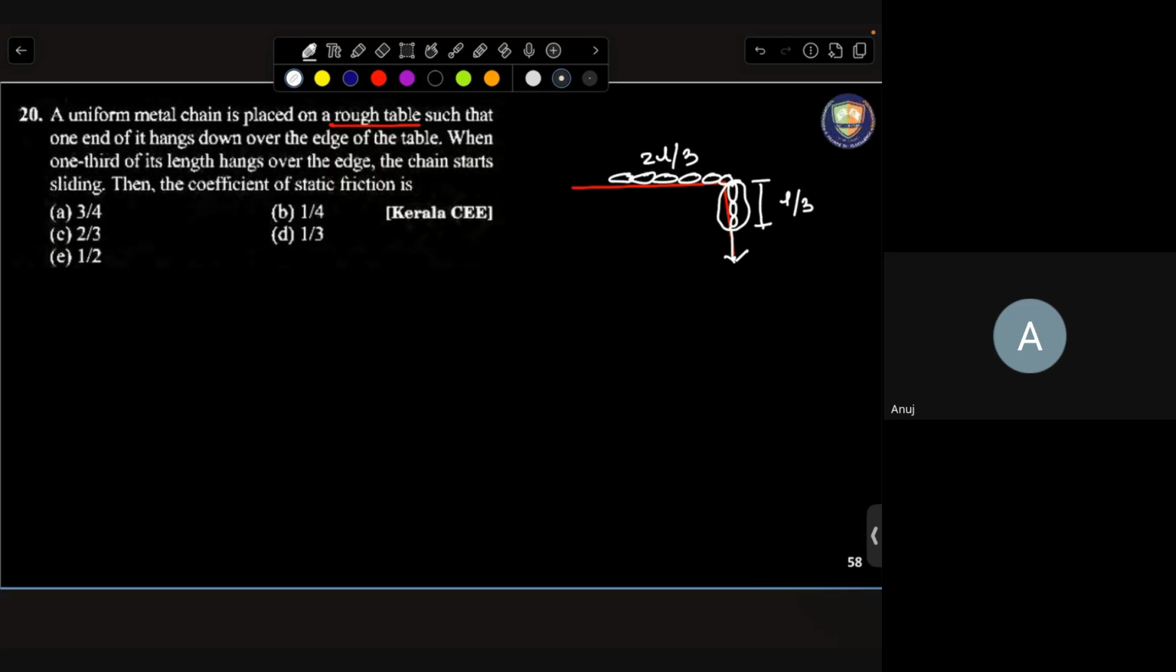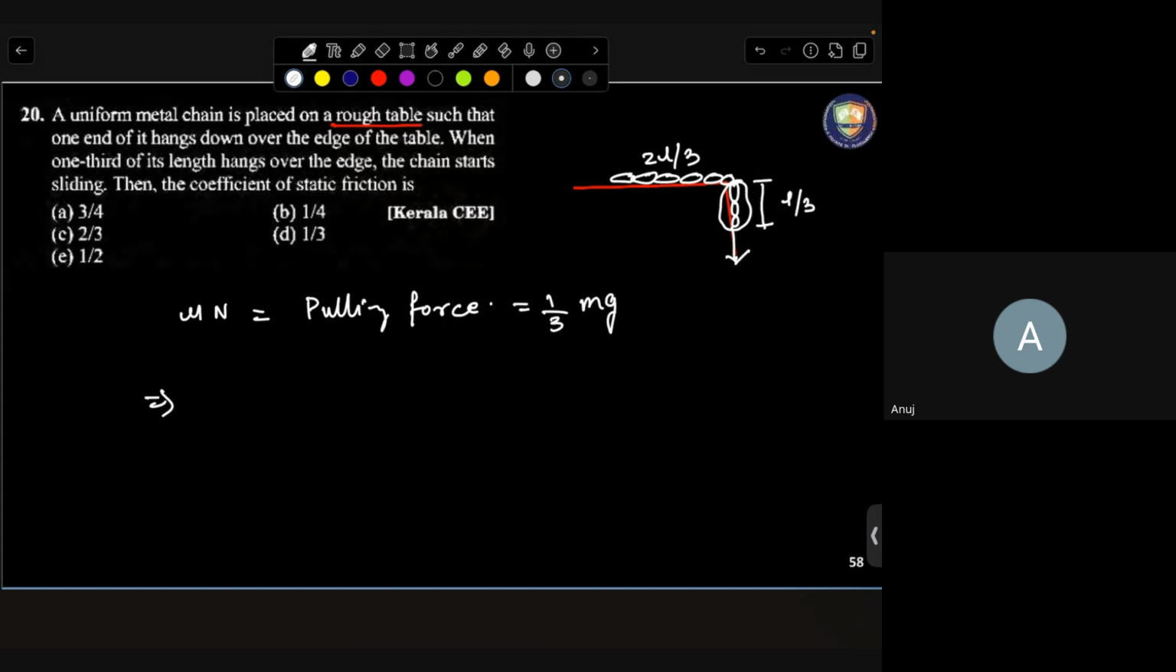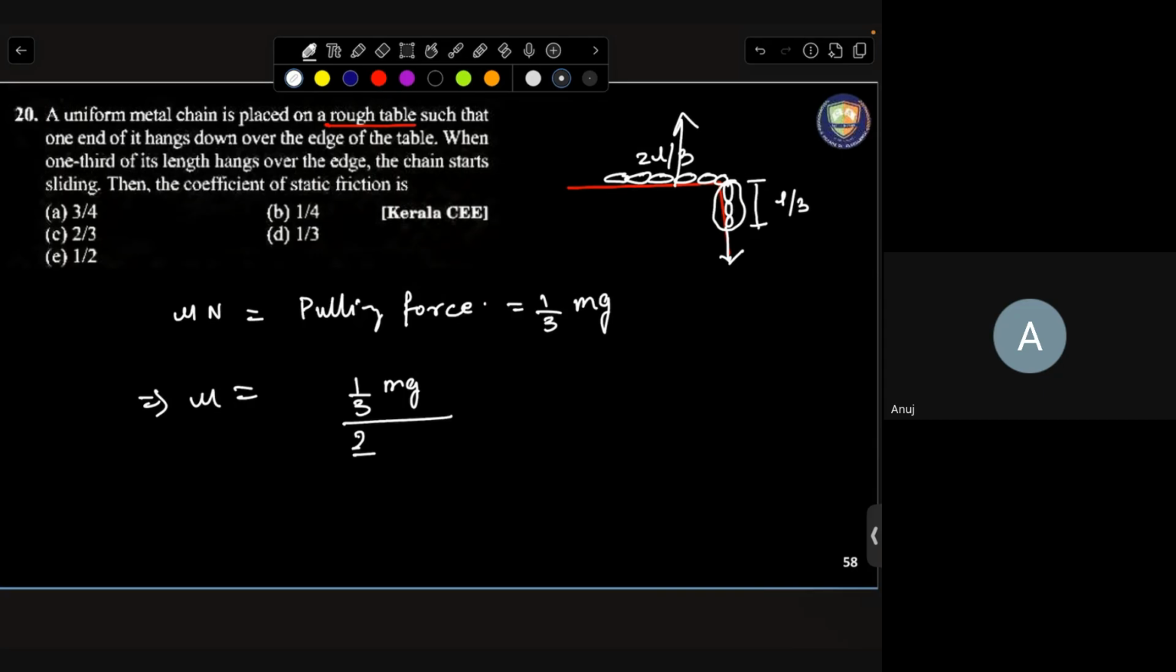So you can say that mu into normal force is equal to the friction force, that is the pulling force, which is 1/3 of mg. So mu times the normal force, which is 2/3 of mg, equals 1/3 of mg. So 1/3 and 1/3 get cancelled, and 1/2 is the answer. Okay, let's see this one.